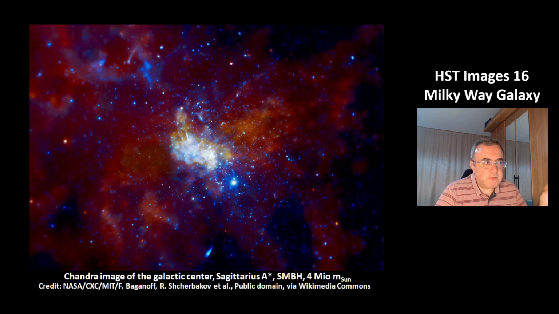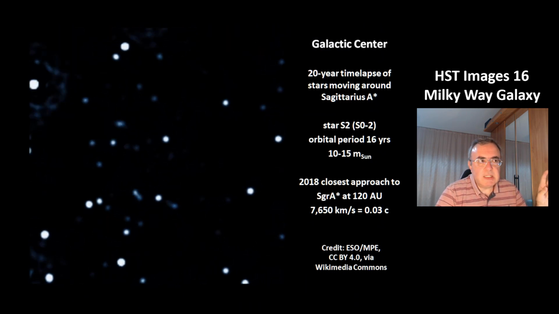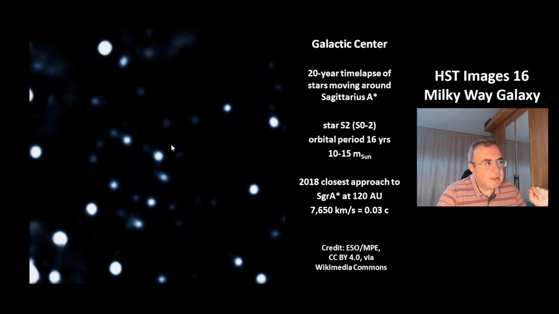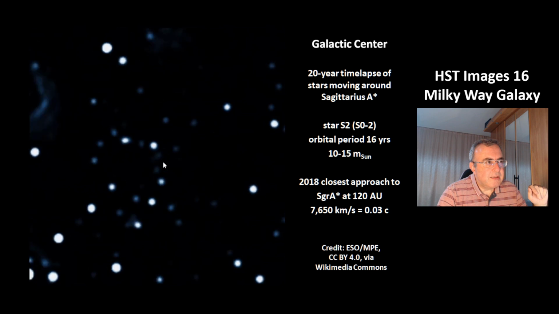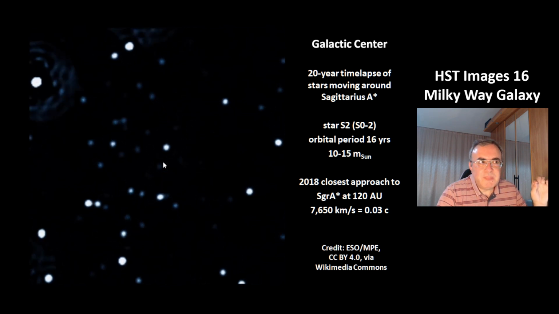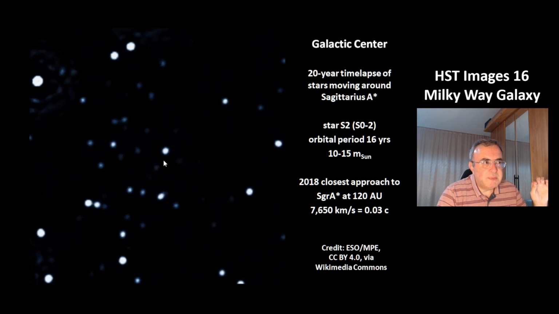This is a Chandra image of the galactic center. It contains the supermassive black hole Sagittarius A star. Has a mass of about 4 million solar masses. Now this is a very interesting picture. One star in this picture is very interesting. This star. You can see it. Its orbital speed is not constant. Here at the bottom, it's much faster.